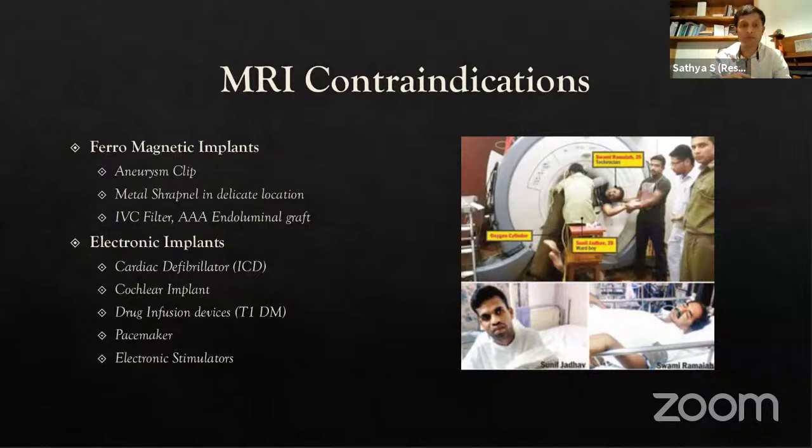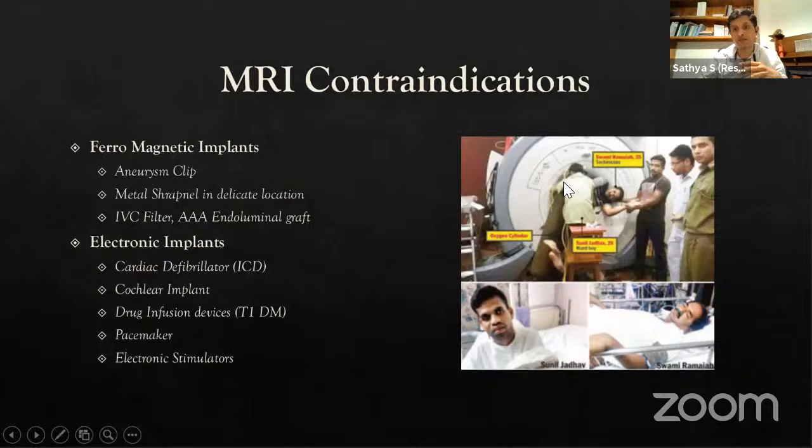Any other electronic implants, cardiac defibrillators, cochlear implants, any drug infusion devices, for example, people with type 1 diabetes mellitus, they have an infusion pump inserted into the body. Sometimes it is just hanging out of a tube. We must ensure that they don't have any of those devices. Pacemakers especially, any other electronic stimulators inserted into the body for brain stimulation, spinal cord stimulation. People with chronic pain would have got a device that is stimulating the nerves directly. So ensure that this doesn't happen.